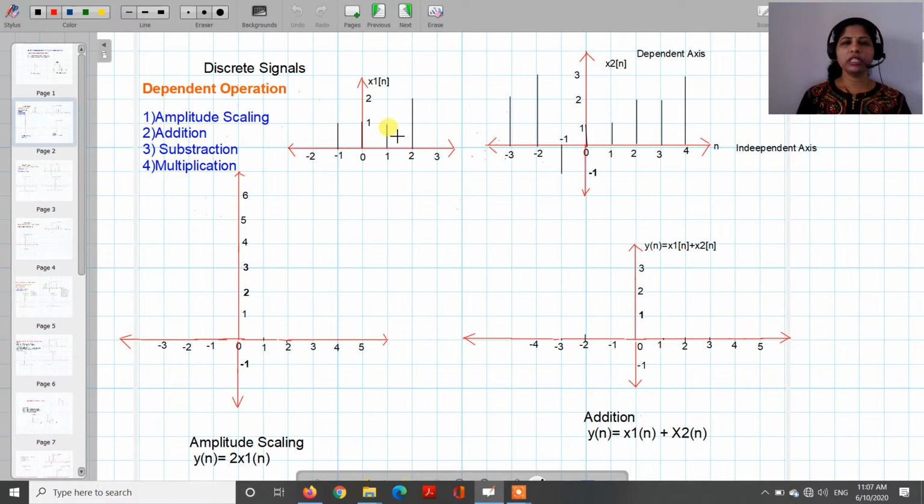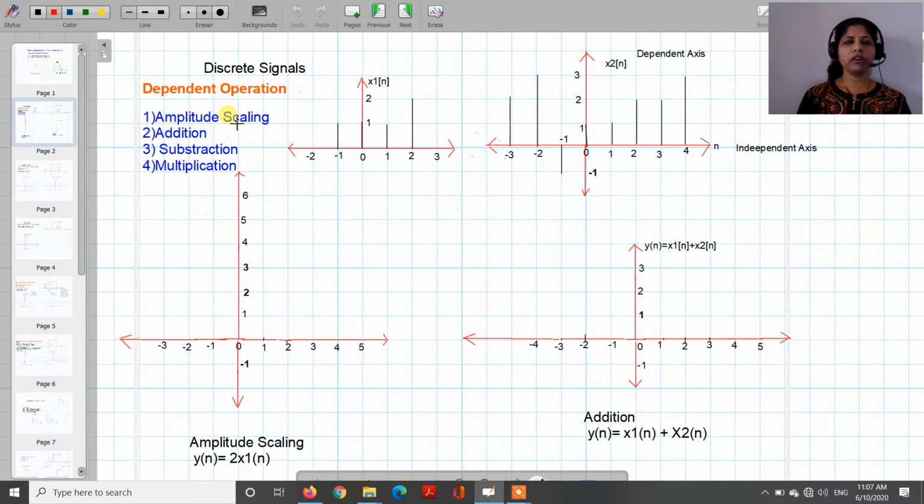In front of you, two discrete signals are given, x1[n] and x2[n]. There are different types of dependent operations: amplitude scaling, addition, subtraction, and multiplication. By performing these dependent operations on our signal, there is a change in amplitudes, a change in the strength of the signal. That's why these operations come under the category of dependent operations.